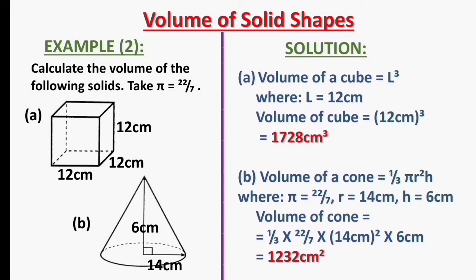The volume of a cube is the length raised to power 3. In question 2a, the length of the cube is 12 centimeters. So the volume is 12 centimeters raised to power 3. That will give a volume of 1728 centimeter cube.